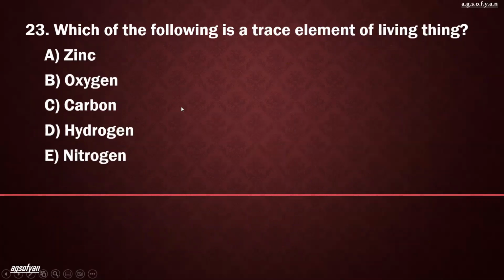Next. Which of the following is trace element? Trace element is other than the 6 major elements. This one's gonna be zinc. Yes, zinc is not a major element. So this is trace element.